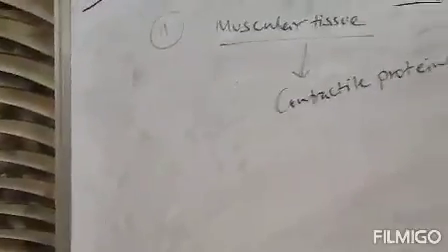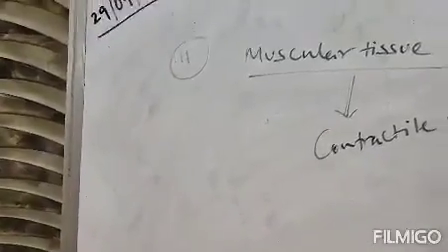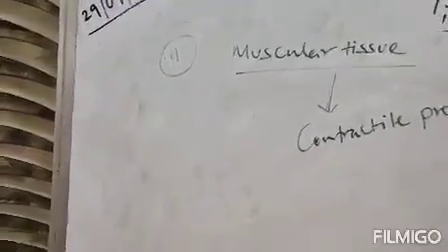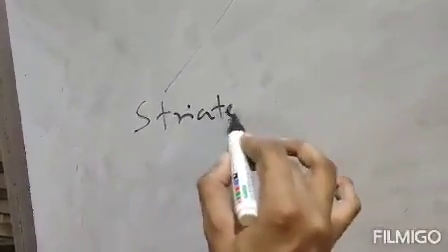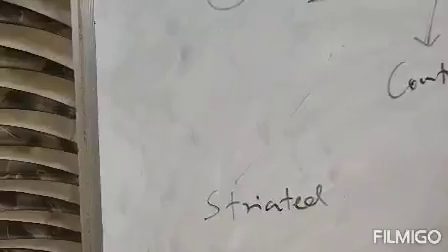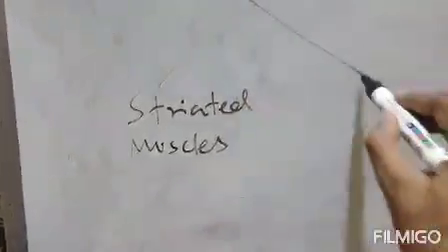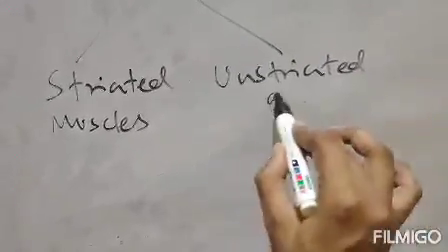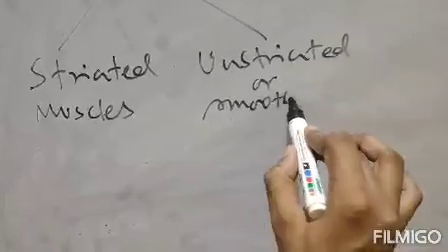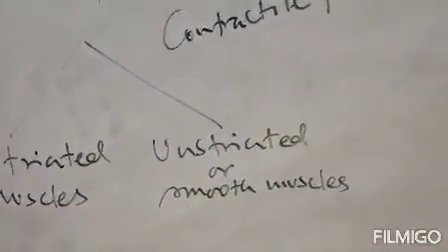So this is all about muscular tissue, and muscular tissue is classified into three parts. One is striated muscles, second is unstriated muscles, also known as smooth muscles, and the third one is cardiac muscles.